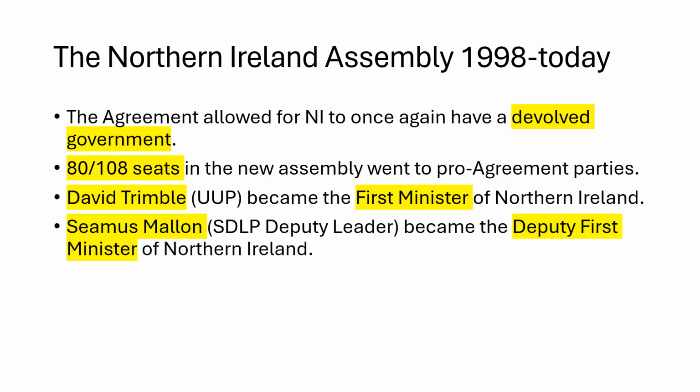Seamus Mallon then, the SDLP deputy leader, became the deputy First Minister of Northern Ireland, as the nationalist bloc, all the nationalists together, were the second biggest group after unionists, and therefore the biggest nationalist party, the SDLP, was allowed to appoint the deputy First Minister, and they did, and that was Seamus Mallon. Both the First Minister and Deputy First Minister have equal power. It's just to show you which one is from the bigger group, and in this case it was David Trimble from the Unionist groups.